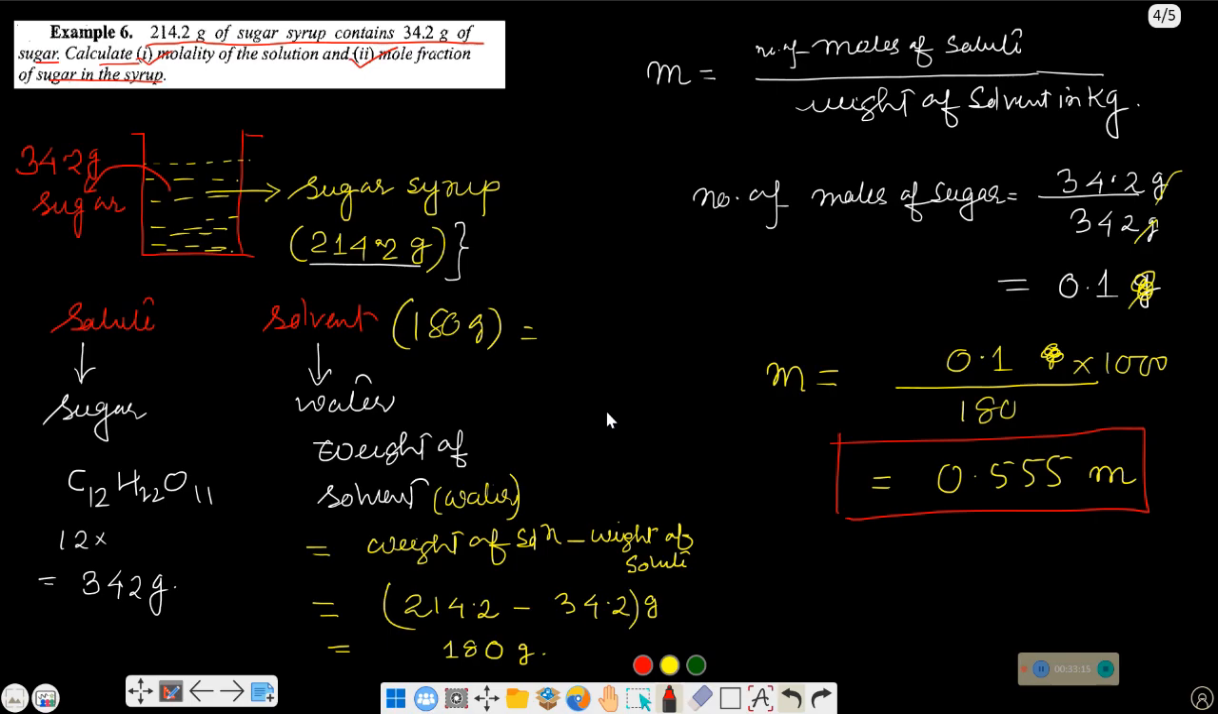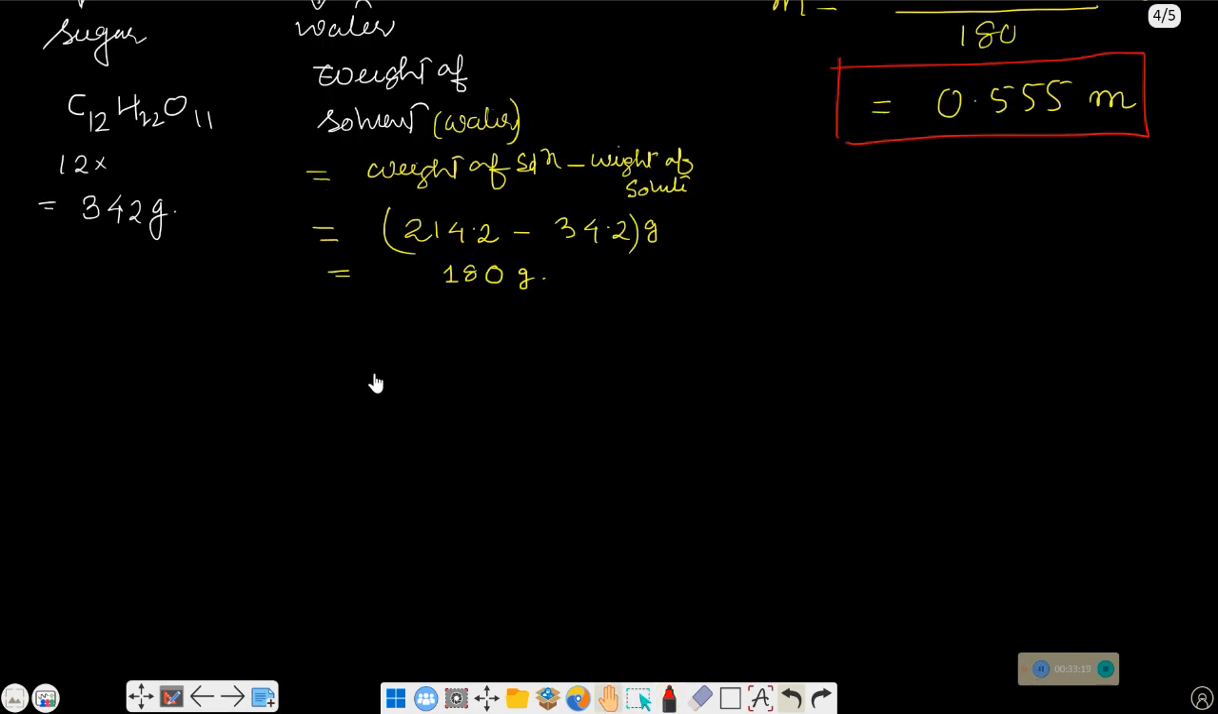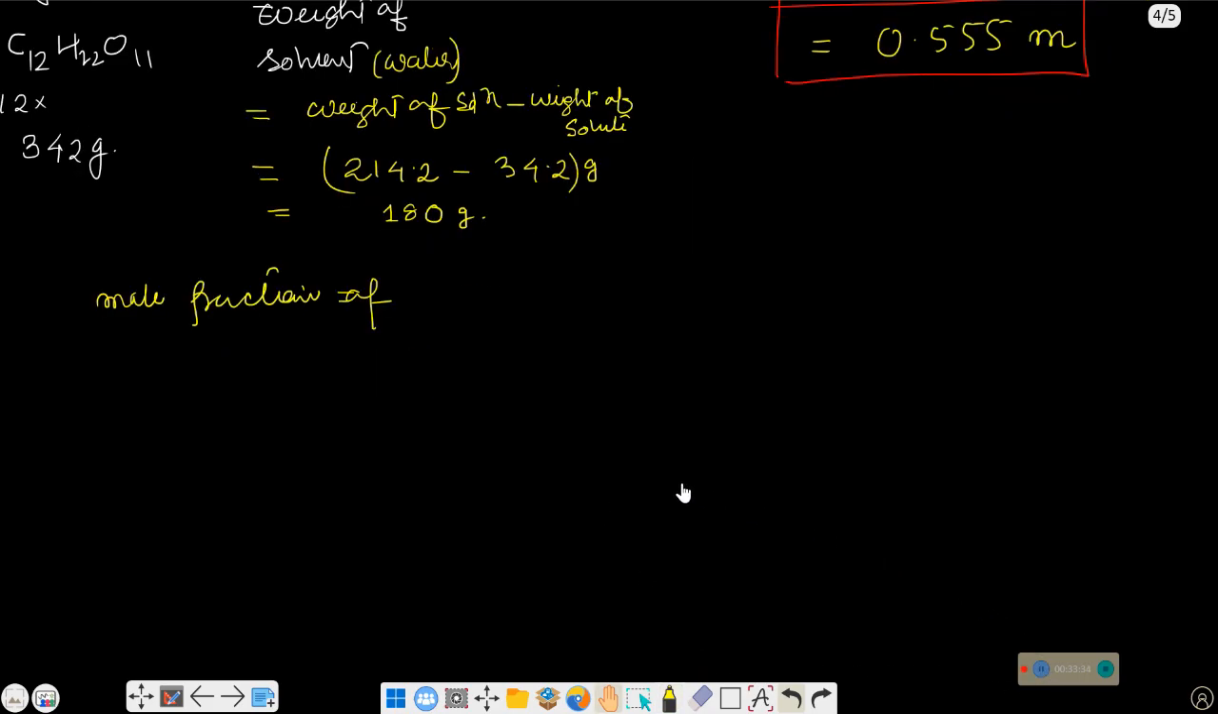Now the next question is the mole fraction of the sugar in the syrup. For the mole fraction, what is the formula? What are they asking? They are asking the mole fraction of sugar in the syrup.